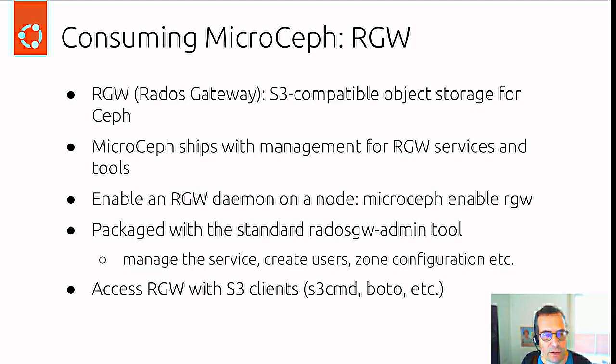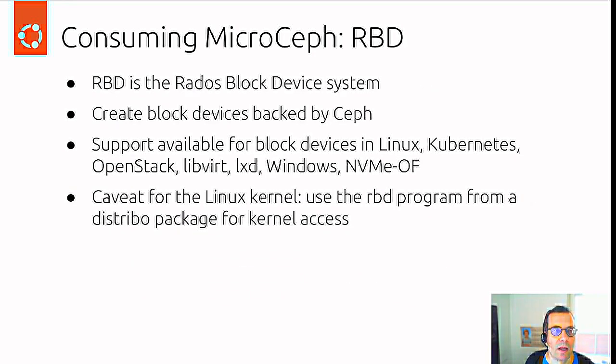Accessing the Rados gateway would be with standard S3 clients like S3 command, Boto, etc. How would you get a block device? This is where RBD comes into play. RBD is the Rados block device system.